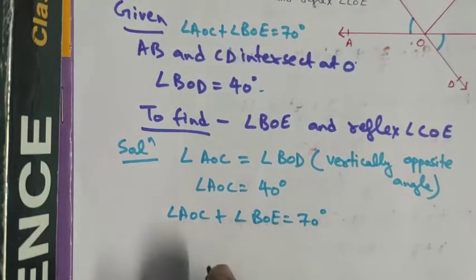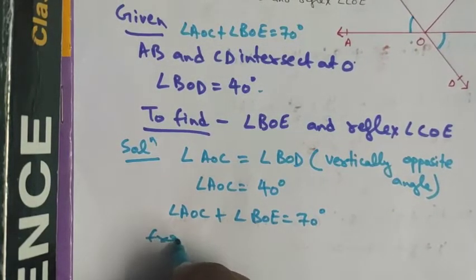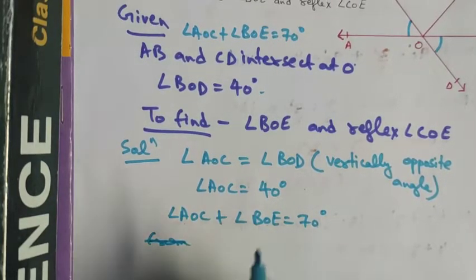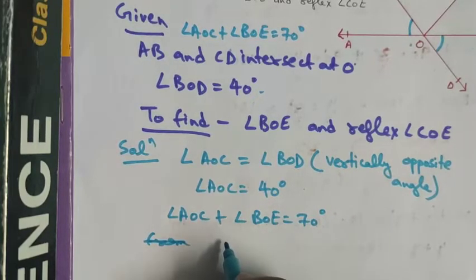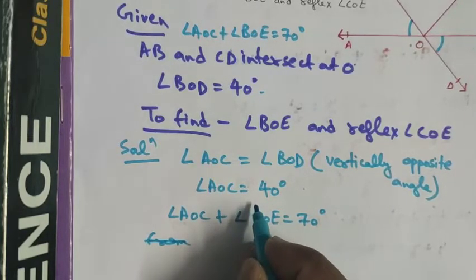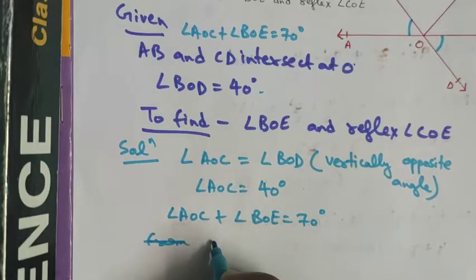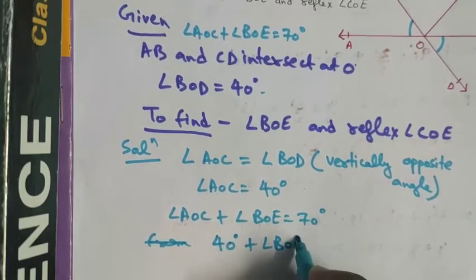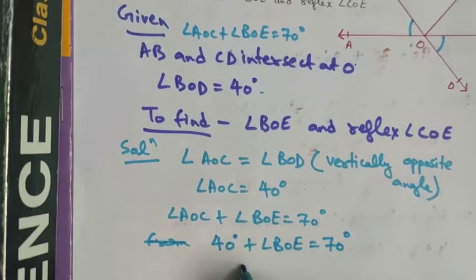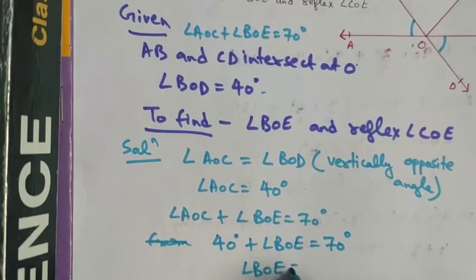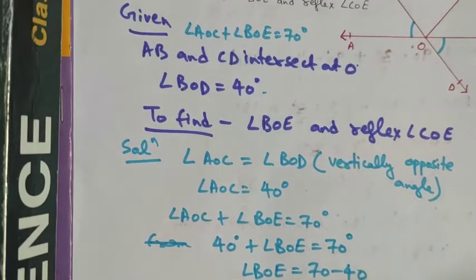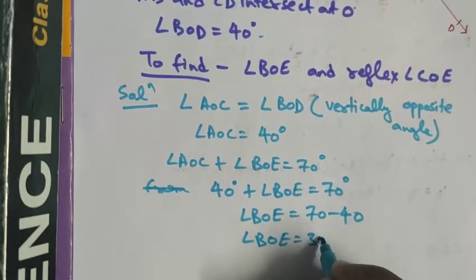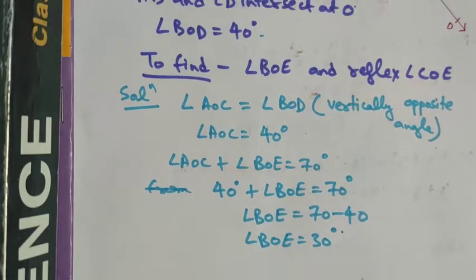So now we will substitute from the equation. We will substitute the value of AOC in this equation. Angle AOC is equal to 40 degrees. So it will be 40 degrees plus angle BOE equals 70 degrees. So angle BOE will be equal to 70 minus 40, that is angle BOE will be equal to 30 degrees. This is the first part of the question.